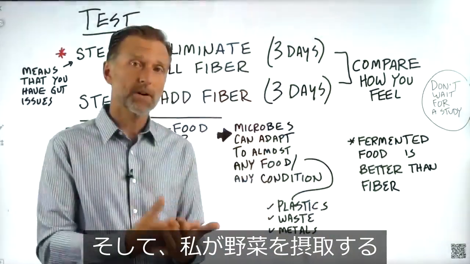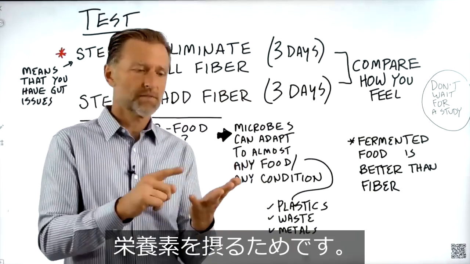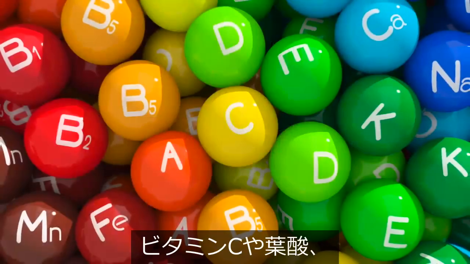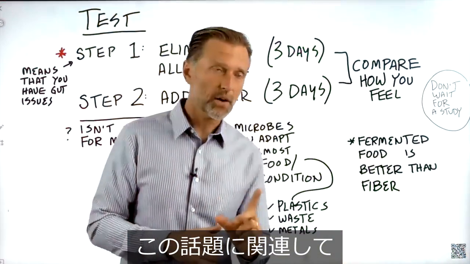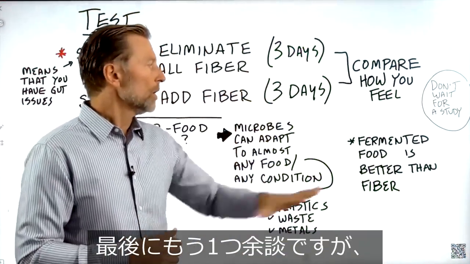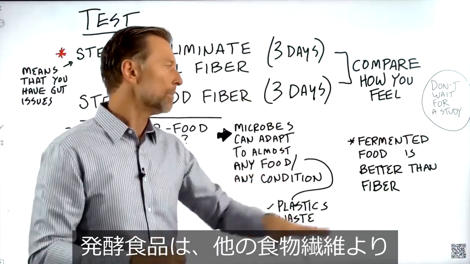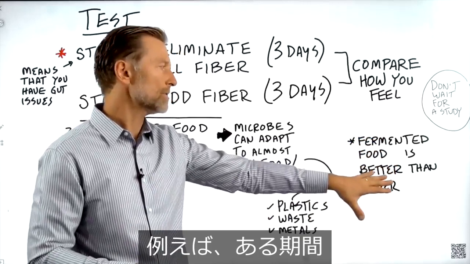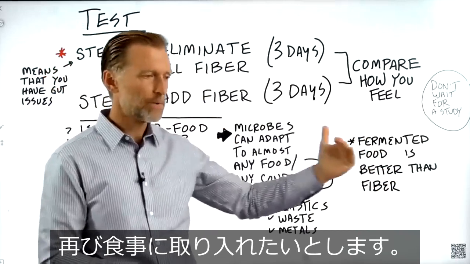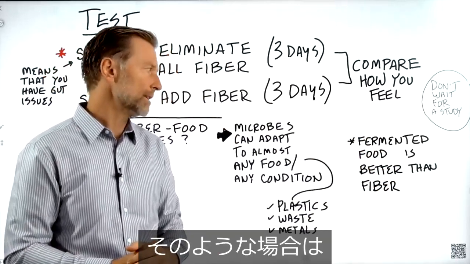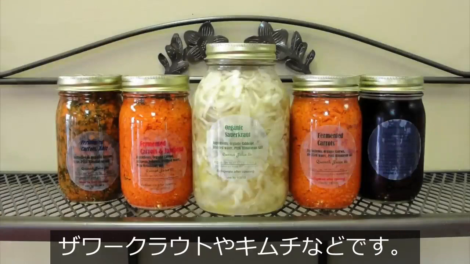But over the years, I've healed my gut and I can tolerate more vegetable fiber. And the main reason I personally consume vegetables is not necessarily just for the fiber. It's for the nutrients, it's for the potassium, magnesium, vitamin C, folate, things like that. Just as one last side note related to this topic, when you consume fermented food like sauerkraut or kimchi, that is way better than fiber. So let's say, for example, you get off fiber for a period of time and you want to introduce fiber back into the diet. I would recommend introducing fermented fiber, as in sauerkraut, kimchi, things like that.